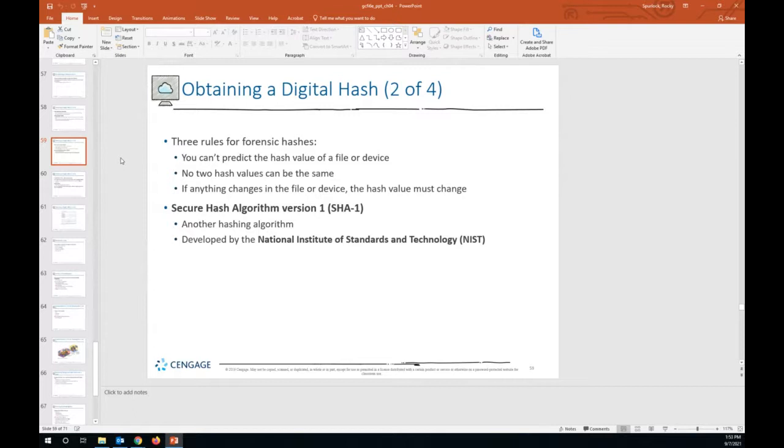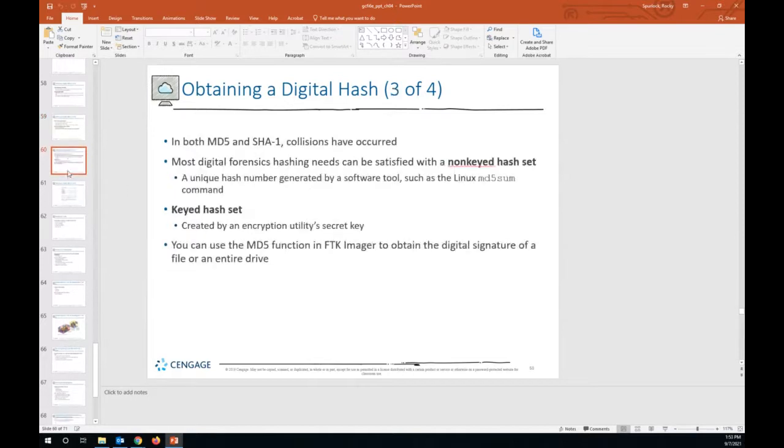NIST is the government body responsible for setting standards, and they do this for various different United States industries. Now, in both MD5 and SHA-1, collisions have occurred. To help with this, they have non-keyed hash sets, where the hash numbers are unique hash numbers generated by a software tool, such as the Linux md5sum command.